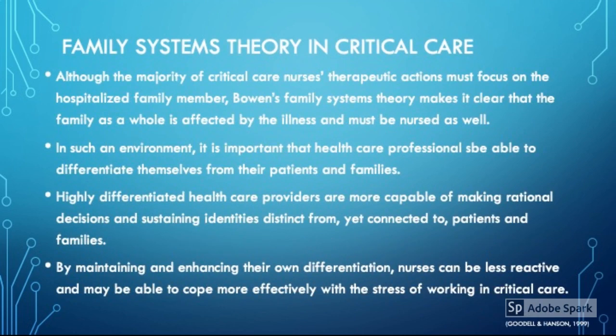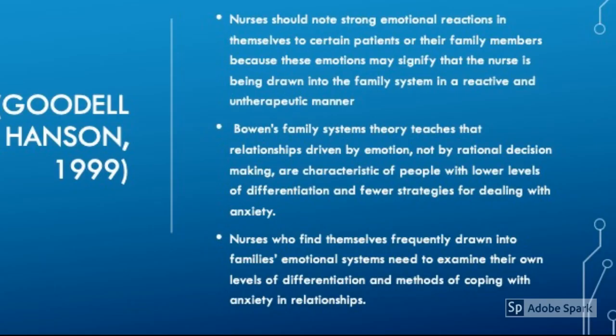Although the majority of critical care nurses' therapeutic actions must focus on the hospitalized family member, Bowen's theory makes it clear that the family as a whole is affected by the illness and must be nursed as well. Goodall and Hansen stated, in such an environment, it is important that healthcare professionals be able to differentiate themselves from their patients and families as well.